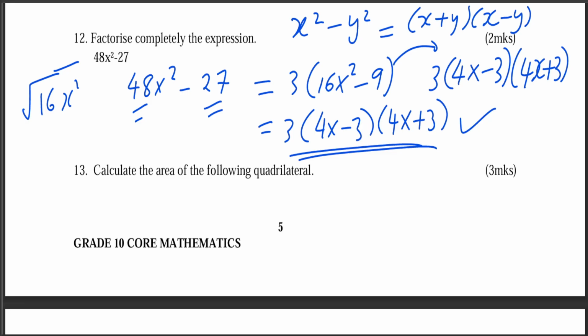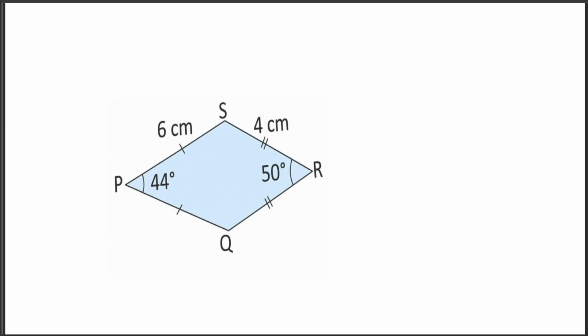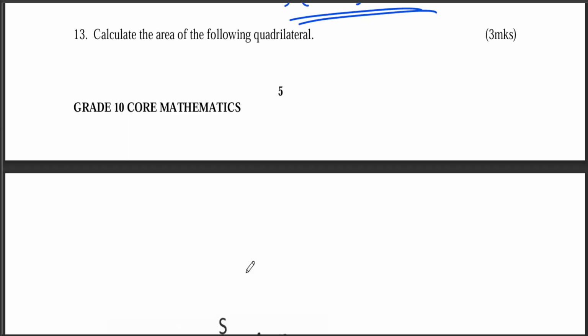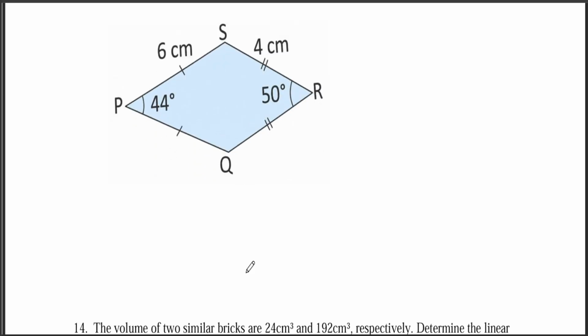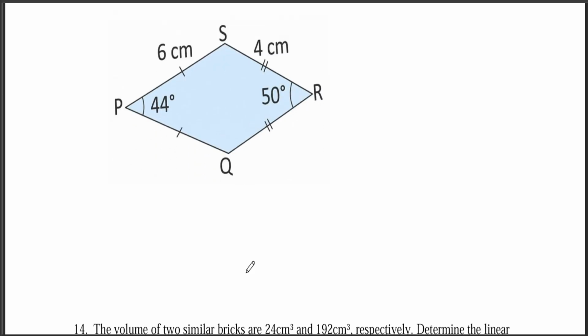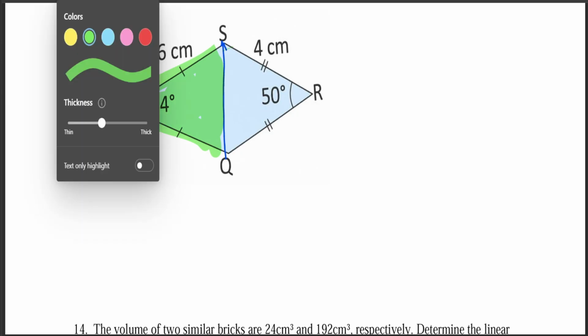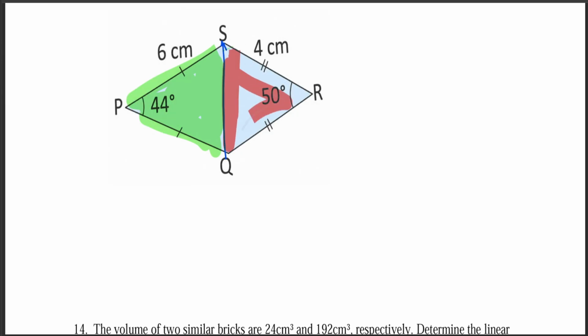Question 13, calculate the area of the following quadrilateral. Now calculate the area of the following quadrilateral, which is this one, which is very easy again. So hii ni kite. Na kite, ukiona vizuri kuna two triangles. Kuna two triangles hivi. Sawa. Na each triangle waweza tafuta area yake, especially this one. Wacha tafuta area hii. And then we come back to do the area of this one. Then we add them together.